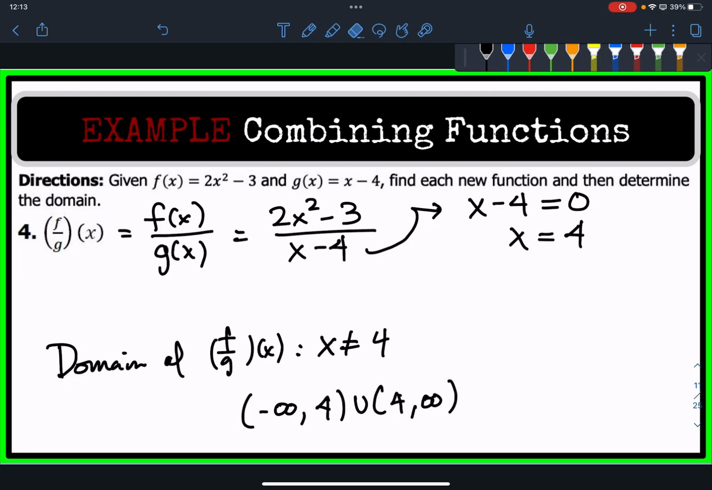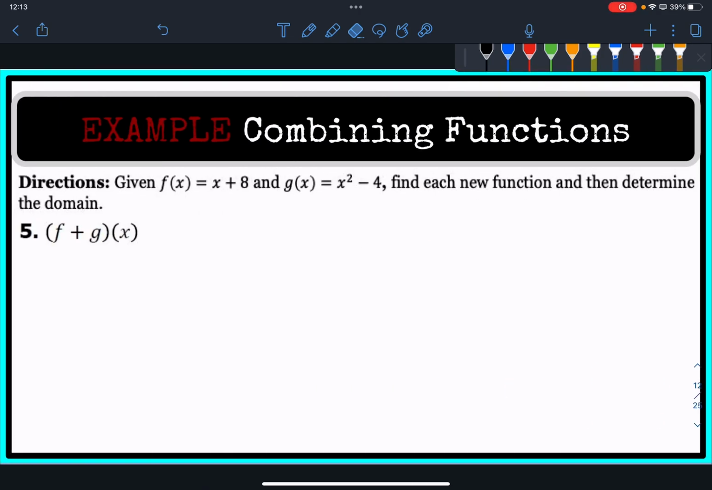Let's see. Pause the video and check your work for this one. Add these two functions together. Let's see, let's check your work.